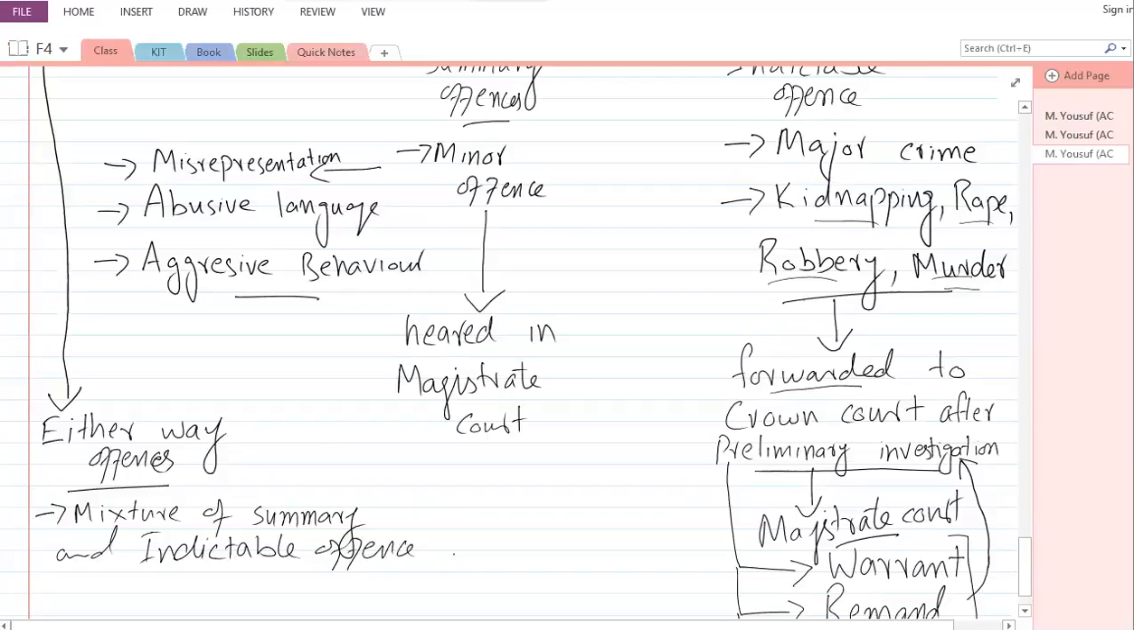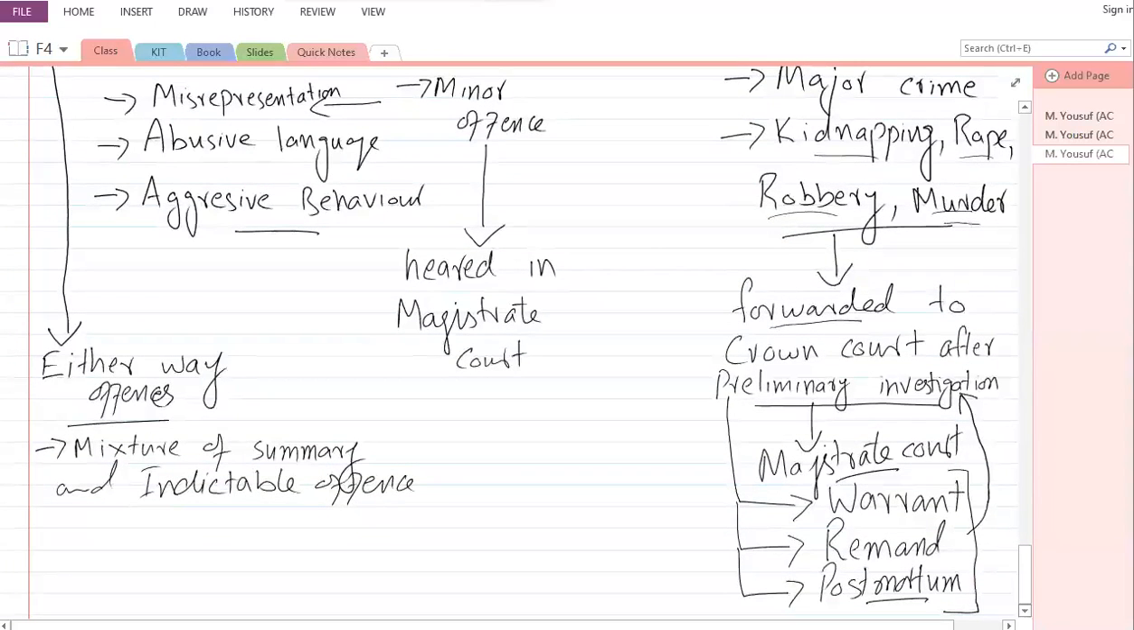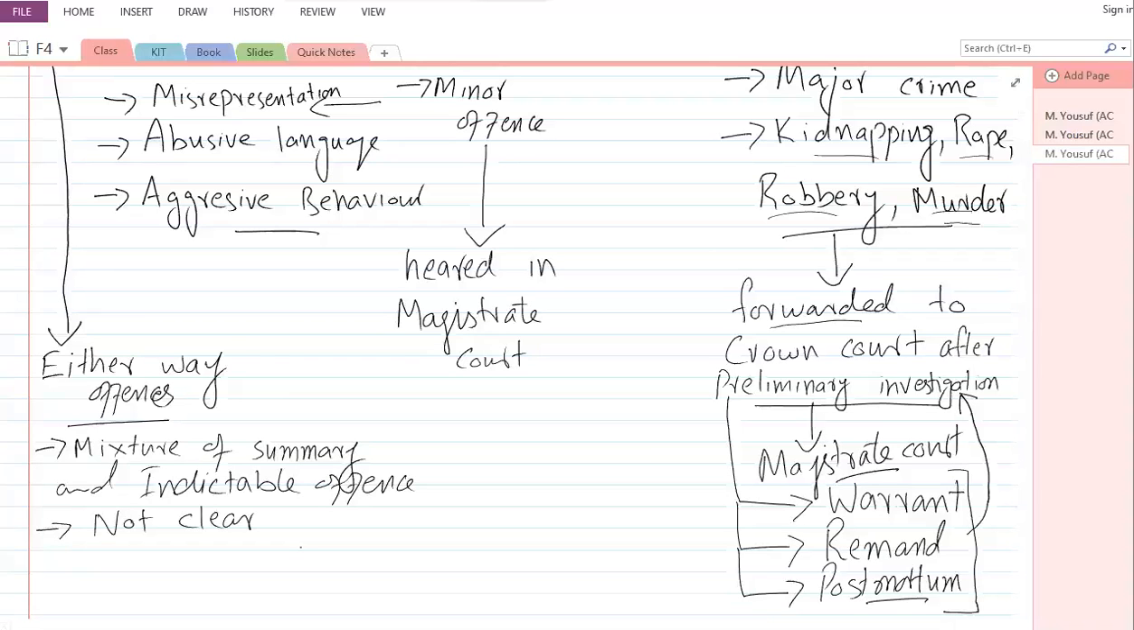They can be only a summary offence, and there is a case that after some hearings we come to the conclusion that this is an indictable offence. So they are not clear at initial stages. Some of the attributes of the offence are minor in nature, but some of the attributes may become a major crime after that. So these types of offences are called either way offences.